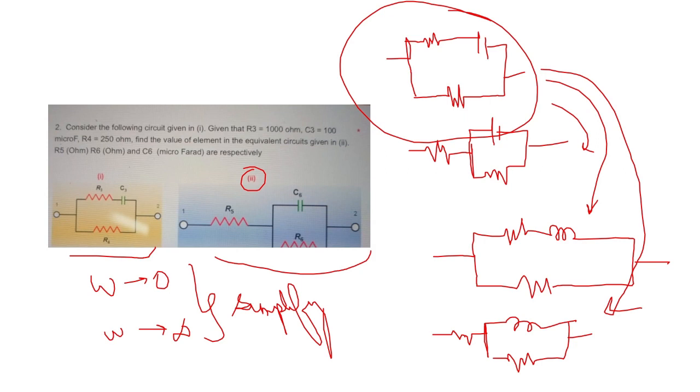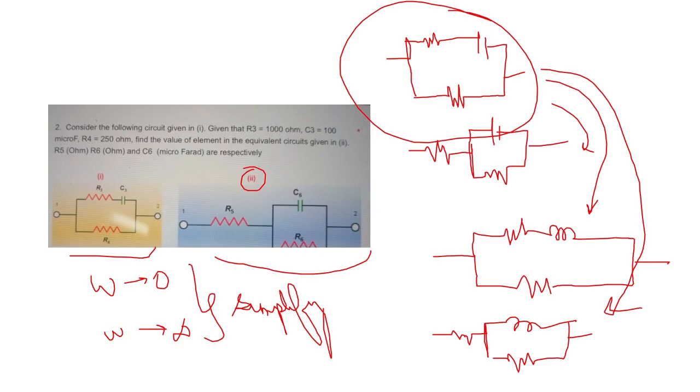R5 is 200 ohm. Just let me check. Yeah, correct. R5 is 200 ohm. What about R6? It may be 50. Yes, correct. So, are others able to get it? So now I'll start doing it also.